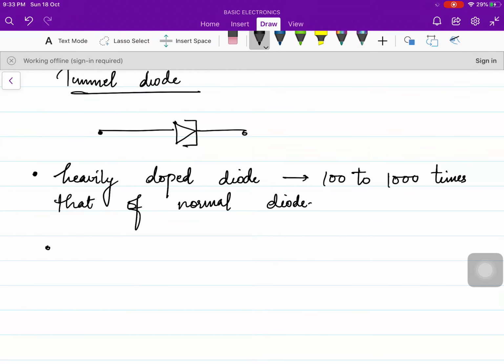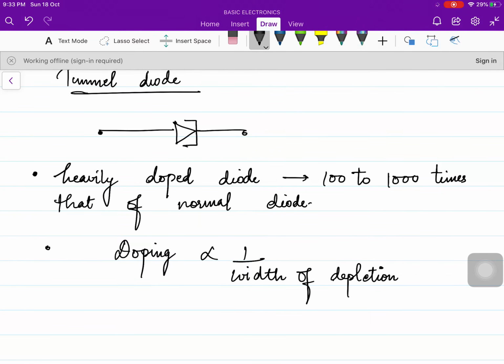We have already learned earlier, more the doping, then what about the width of the depletion layer? Doping is inversely proportional to the width of the depletion layer, because more the doping, more are the charge carriers, and lesser is the area where the charge carriers could be absent. The depletion layer is an area where none of the charge carriers is present. So the width of the depletion layer decreases with the increase in doping. So these two parameters are inversely proportional.